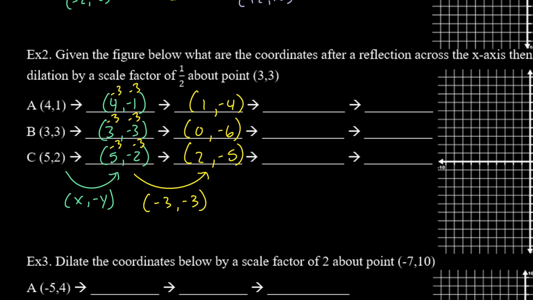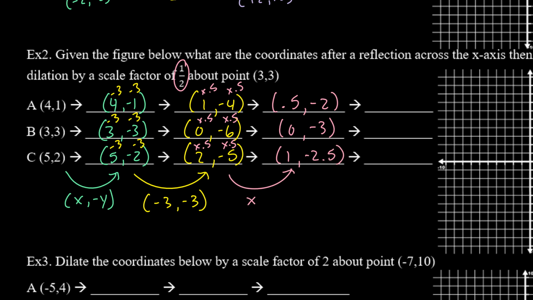What do I do next? Multiply by your scale factor, which is 1/2. I know it wasn't printed on your sheet, but yes, it's 1/2. So you multiply everything by 0.5. 1/2 is the same as 0.5. So I have 0.5, negative 2, 0, negative 3, 1, negative 2.5. There's no 1/2 on the papers. Right.